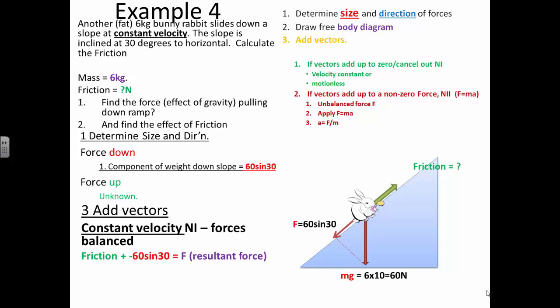So the friction, the force up, plus the force down, which is 60 sine 30, which is equal to the resultant force, must be equal to 0, because we know the forces are balanced. So A must be 0. We know that, the constant velocity. So therefore the friction must be 60 sine 30, but only because these forces are equal, because there is no acceleration.